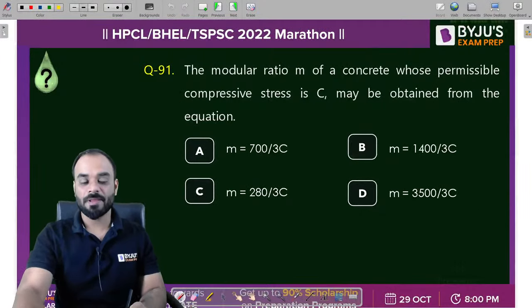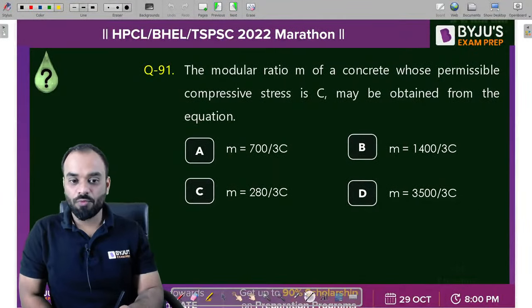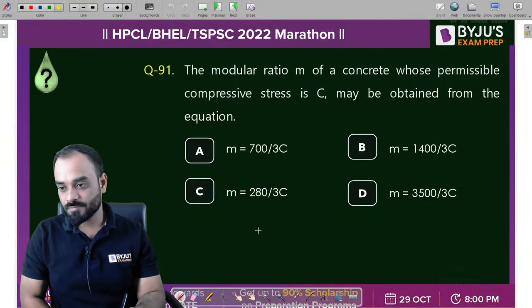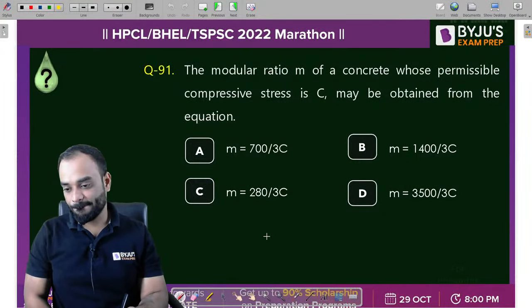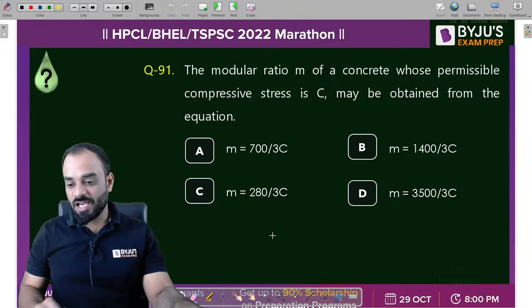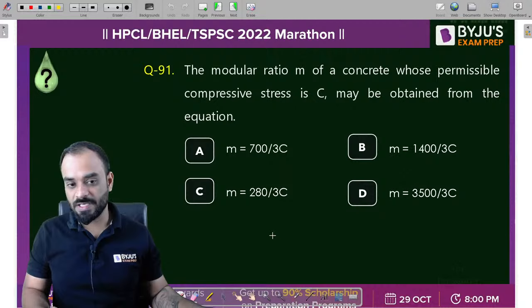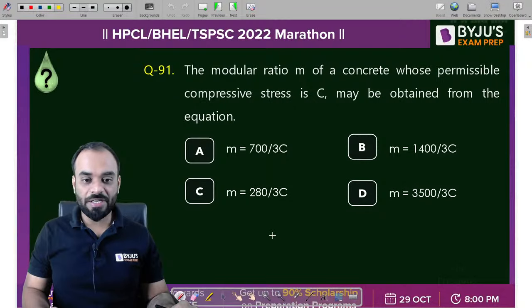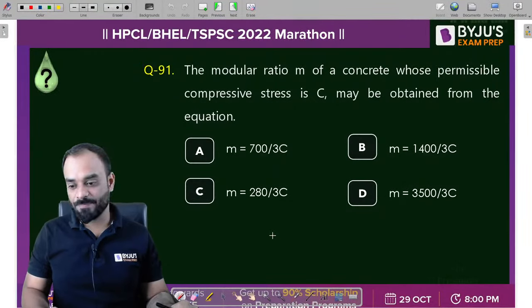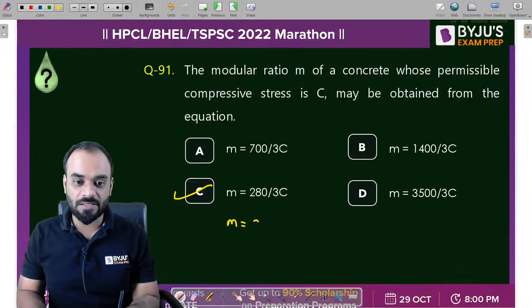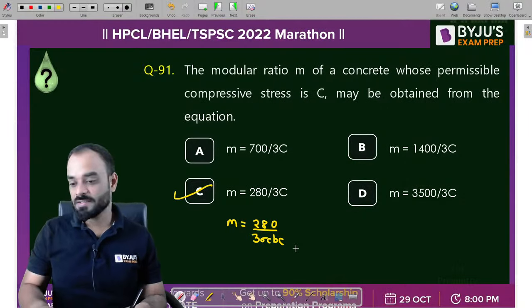Very nice, Pooja. Next, modular ratio. What is the value of modular ratio as per the IS code? C, 280 by 3 sigma CBC. Very nice. 280 by 3 sigma CBC. Correct? C is the correct answer.